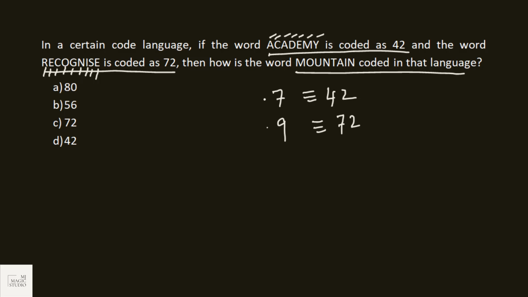So it is 7 into 1 less than 7. 9 into 1 less than 9. Mountain is 1, 2, 3, 4, 5, 6, 7, 8. 8 into 1 less than 8 is 7. 8 into 7 would be 56. That means the code for mountain should be 56. Option B.